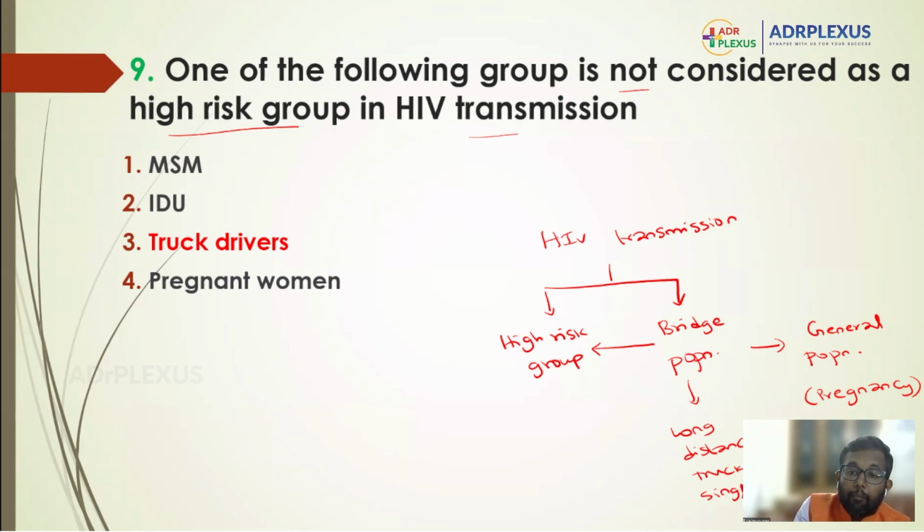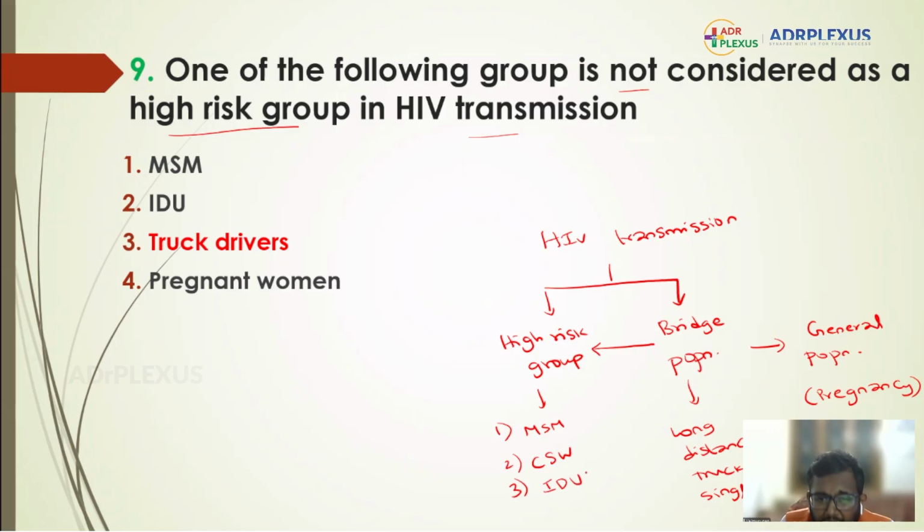What they will do, they come in contact with the high risk group. Who are the high risk group? The men having sex with men, commercial sex workers, then IV drug users. So these are all high risk groups. So this also we have seen. So here truck drivers, they mainly come under the bridge population.